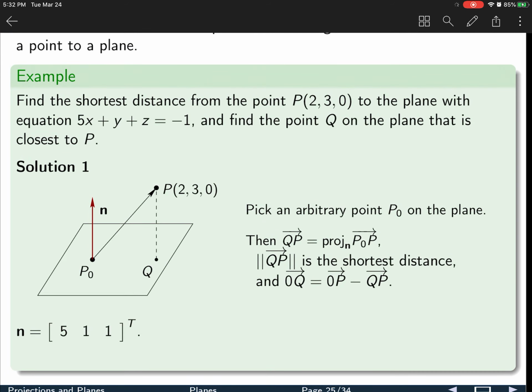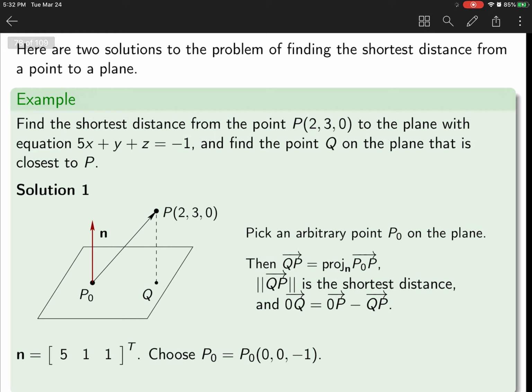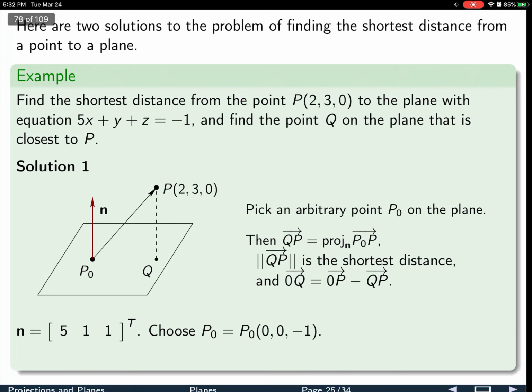So here we are with that. We've got the normal vector picked out. We get to choose any vector in the plane, and choosing 0, 0, -1 is one that works, where we just make the z value equal -1. And there again is the same labeling that I did.